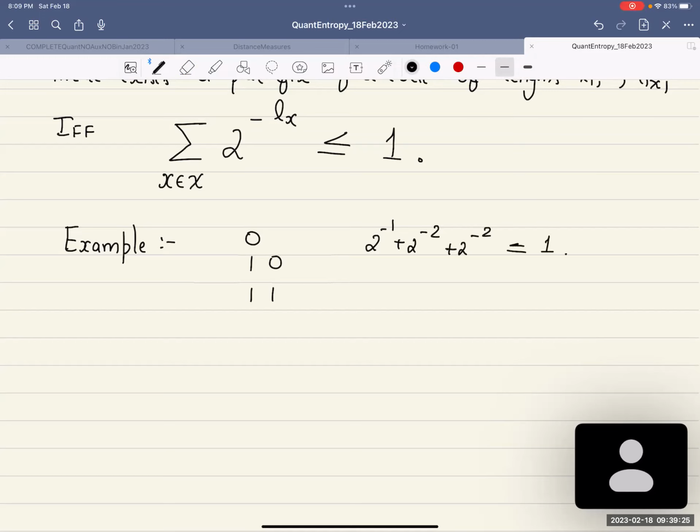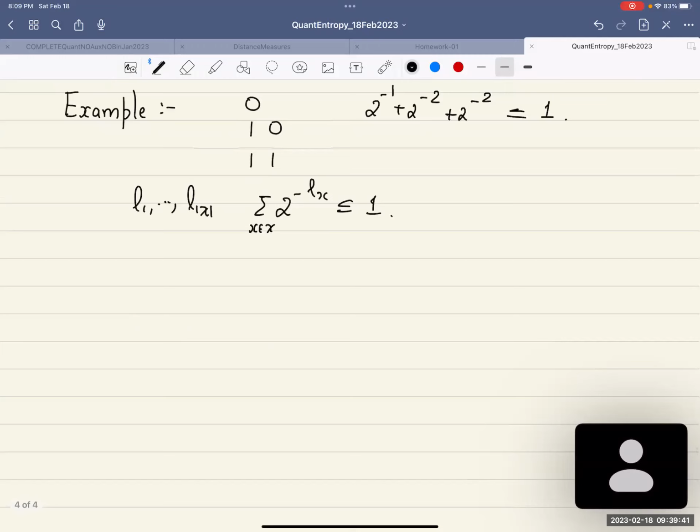Okay. So you choose any L1 to L cardinality of X for which the sum of 2 power minus Lx is less than or equal to 1, and you can get a prefix free code. That's what the theorem says. The proof will actually tell you how to do it. We'll meet after the class and I'll tell you how to prove this. It's not that difficult. It's just pruning the binary tree. Okay, I'll tell you because you're asking.